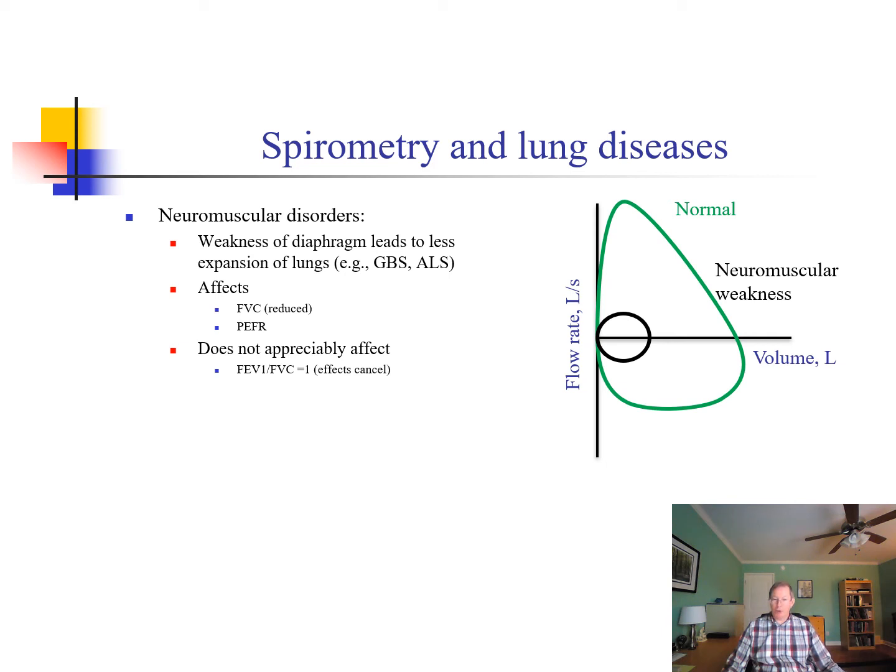This is similar to neuromuscular disorders such as Guillain-Barré syndrome or amyotrophic lateral sclerosis or Lou Gehrig's disease, where you have weakness of the diaphragm, and that means that you can't expand your lung. In this case, just like in other restrictive disorders, the forced vital capacity and peak expiratory flow rates are lessened, but the FEV1 to FVC is appreciably unchanged. The difference here is more one of shape. It's very, very difficult when you have neuromuscular weakness to force anything out, and so it tends to look more symmetrical.